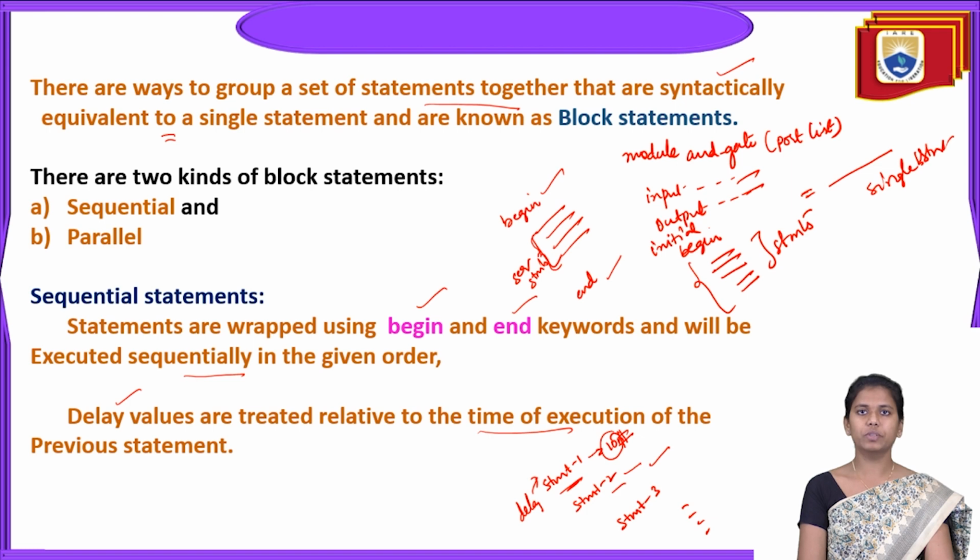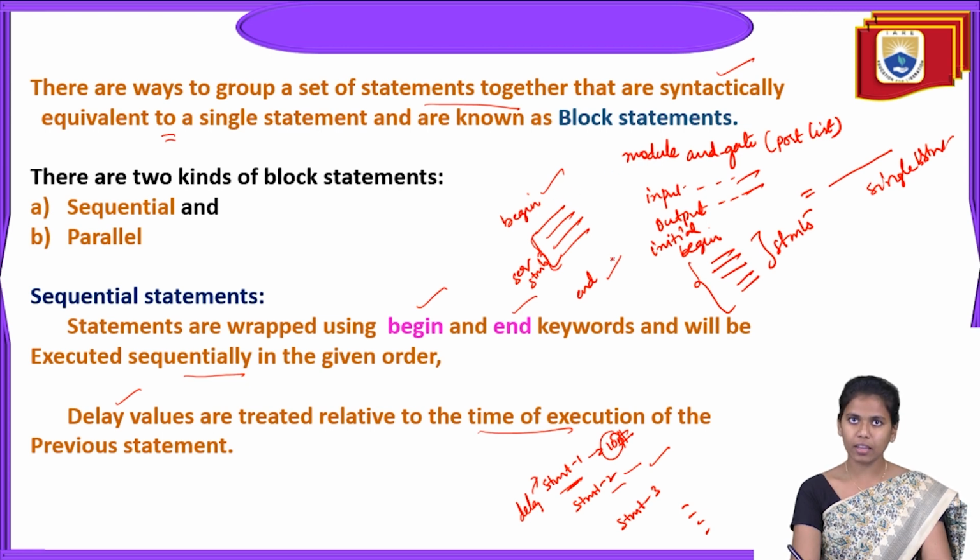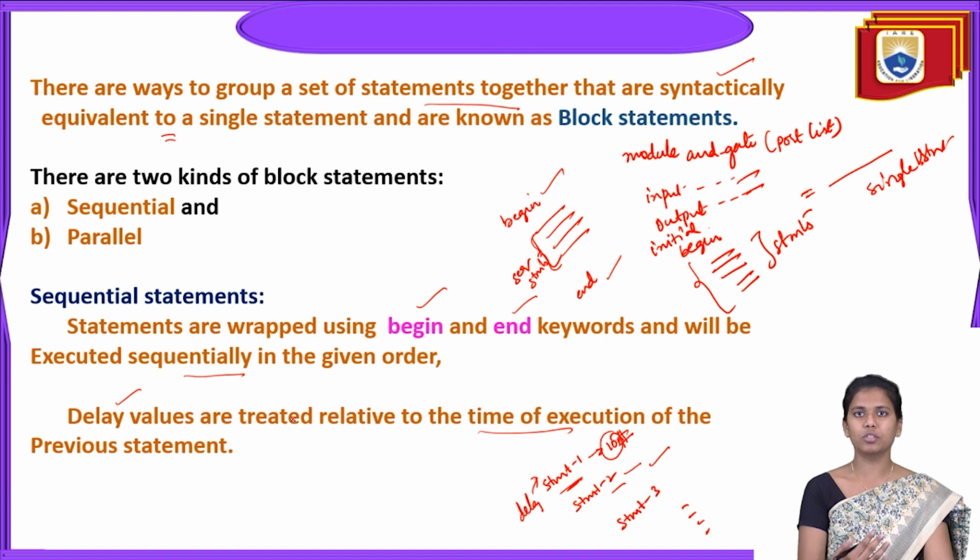So this is what we see in the sequential statement. Basically, sequential statements are the statements wrapped under the begin and end keywords. Whatever statements are placed within the keywords begin and end are called sequential statements. Also remember that these sequential statements execute in the given order, one after the other, in a sequential manner. And when it comes to delays, the execution of the present statement depends on the previous one.